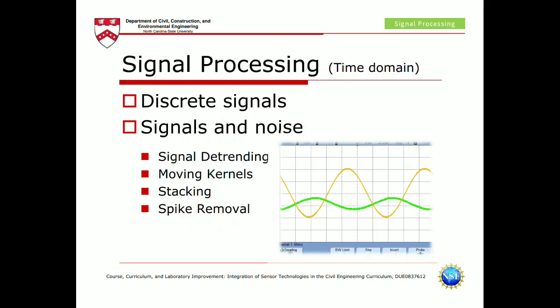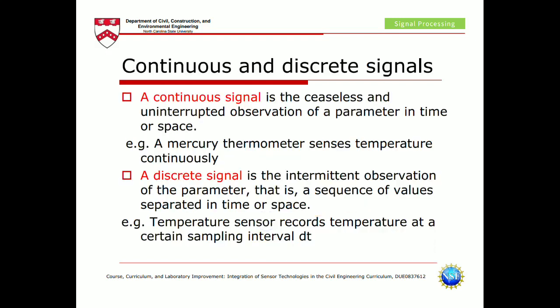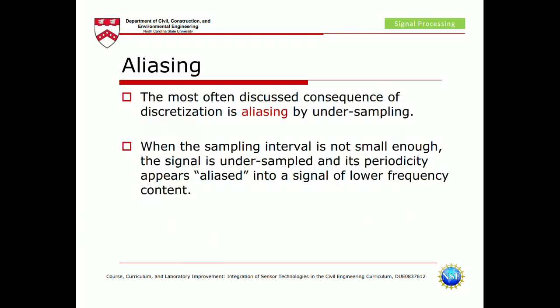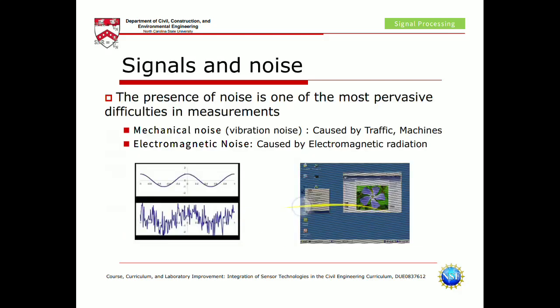Then we saw signal processing, time domain signal processing, in which we saw discrete signals and noise, and how we can remove the noise from the signal, continuous and discrete signals. Then we saw methods such as aliasing and undersampling, and then signal and noise.